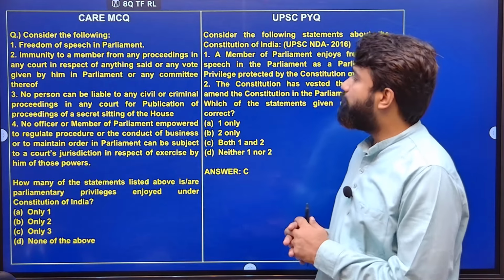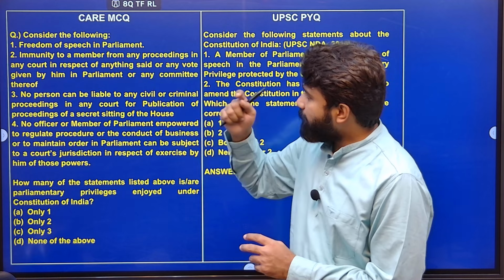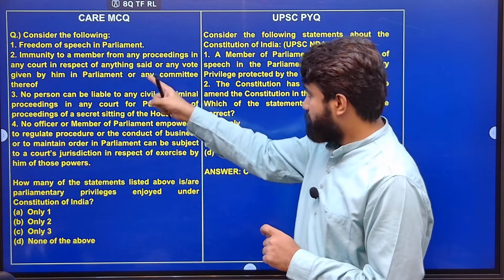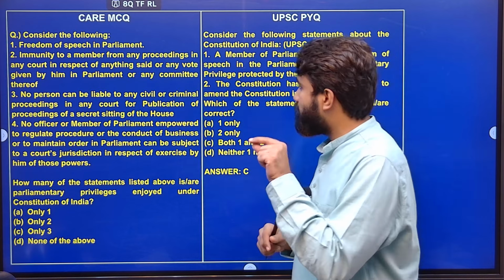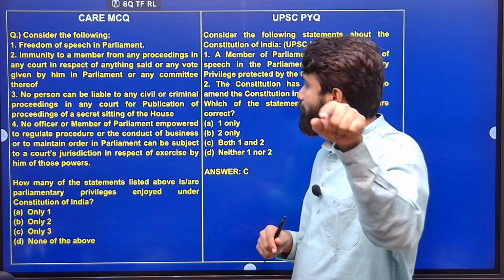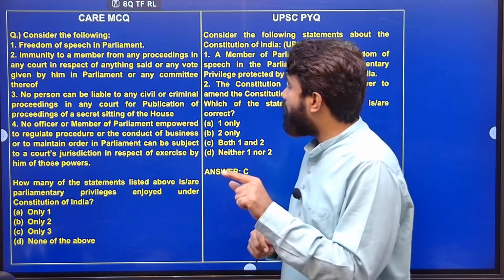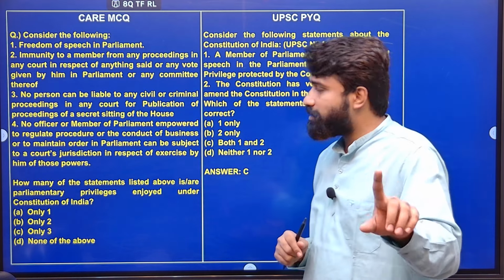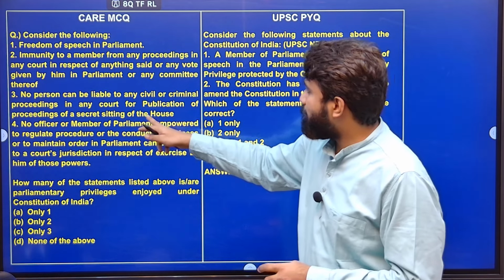Next, coming to the actual component that we need to read. Freedom of speech in the parliament is given as an immunity or privilege to the members of parliament. This is an immunity to a member from proceedings in any court in respect of anything said or any vote given by him in parliament or any committee thereof. That is also true. And no person can be liable to any civil or criminal proceedings in any court for publication of proceedings of a secret sitting of the house.